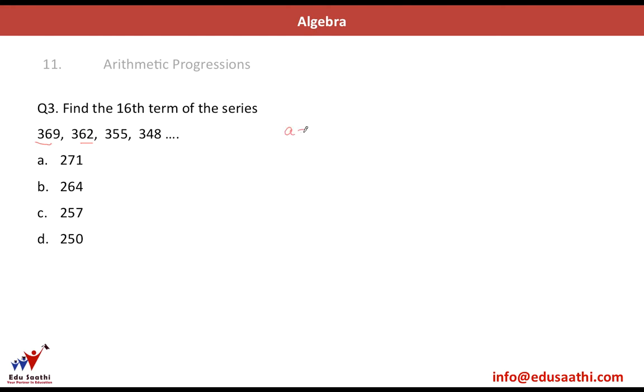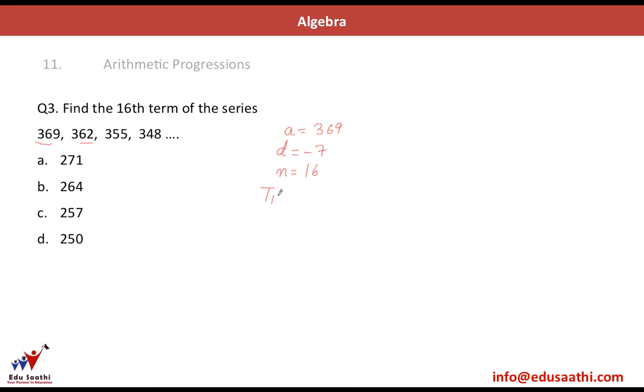Decreasing means the first term is 369 and the common difference is coming out to be negative. So if you subtract two consecutive terms, that means the second term minus the first term, or the third term minus the second term, is coming out to be negative. We'll use the same formula. Everything will be the same. There will be no difference. And what you want is the 16th term.